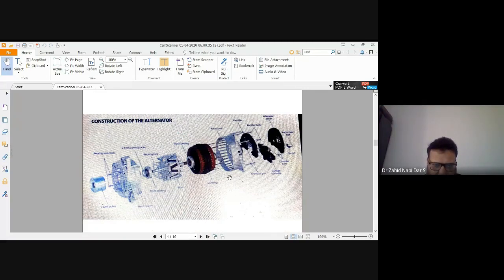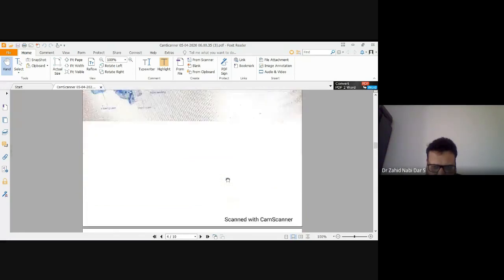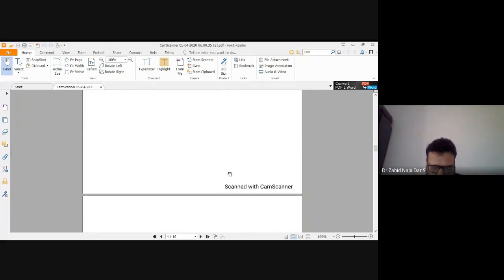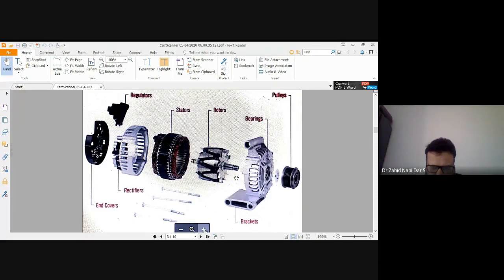So construction of the alternator you can see over here. So this is your construction of alternator. Now we'll move on to see the pictorial demonstration. We understood. Okay, this is the rotor.